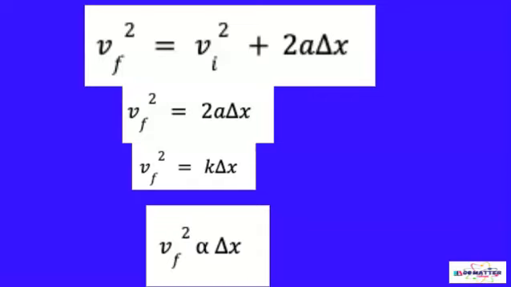Two and acceleration are constant, so we can represent that by k. So this leads us to conclude that the final velocity squared is directly proportional to the change in position, or the final velocity squared is directly proportional to the displacement. That is, when the velocity doubles, the change in position quadruples.